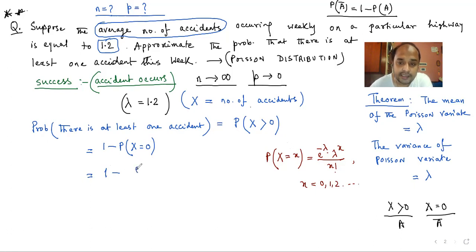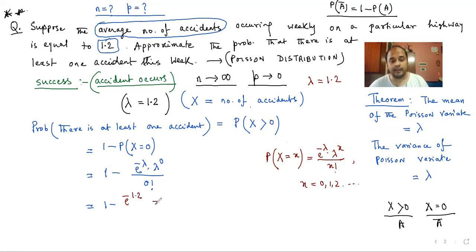So we are going to write it as e to the power minus lambda, lambda to the power 0 by 0 factorial. And here our lambda is 1.2, because you already know that lambda gives you the average number. So it is 1.2. We can put e to the power minus 1.2, and that will be subtracted from 1. And let's calculate this probability quickly.